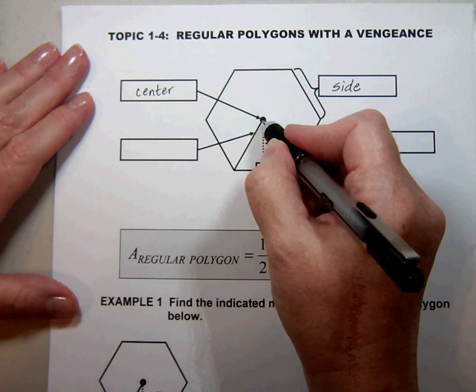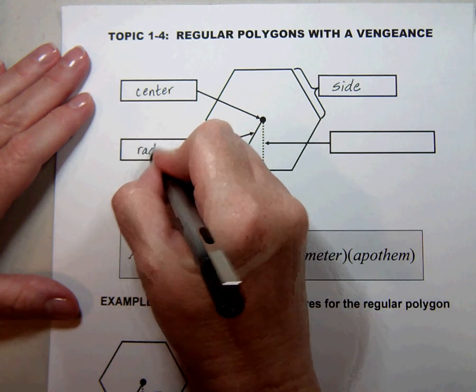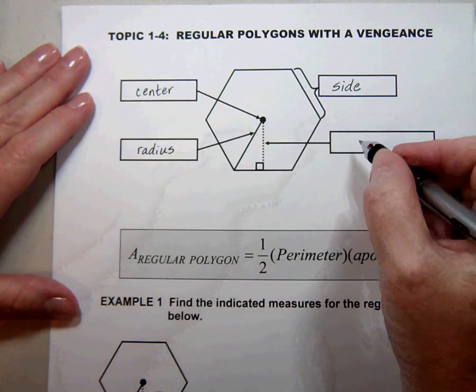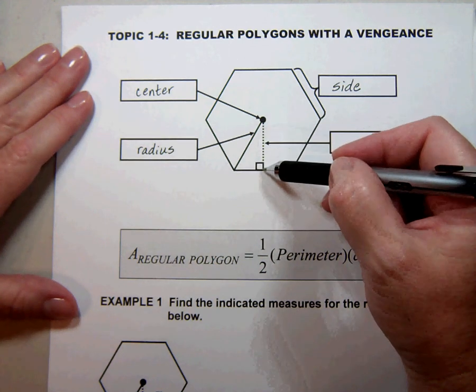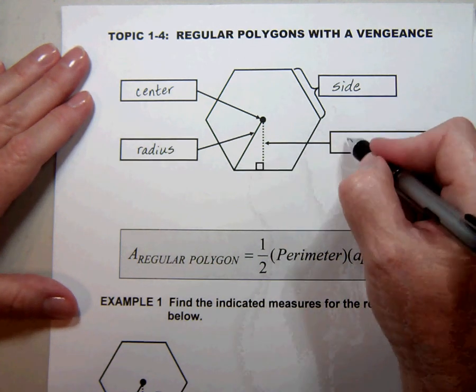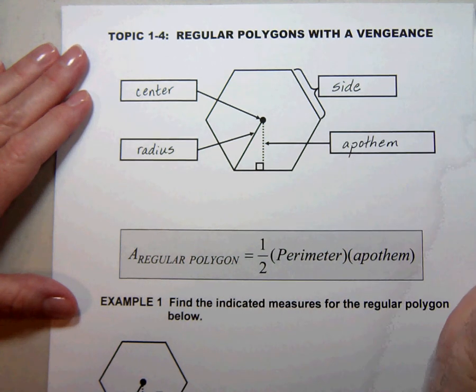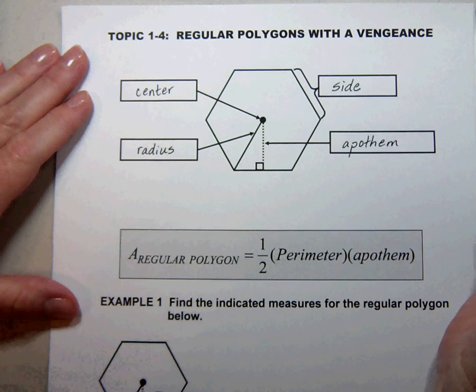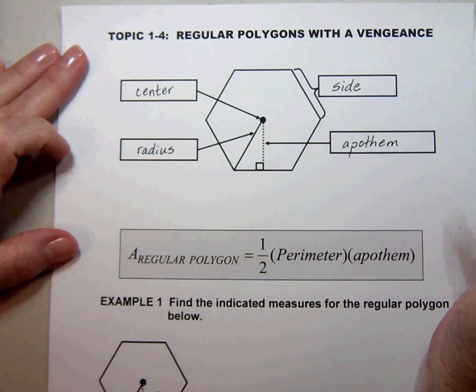The line that connects the center to the vertex point is called the radius. And the line connecting the center point to the midpoint at a perpendicular is called the apothem. And those are words you need, especially apothem. Apothem is going to be the one that tells you the side length.